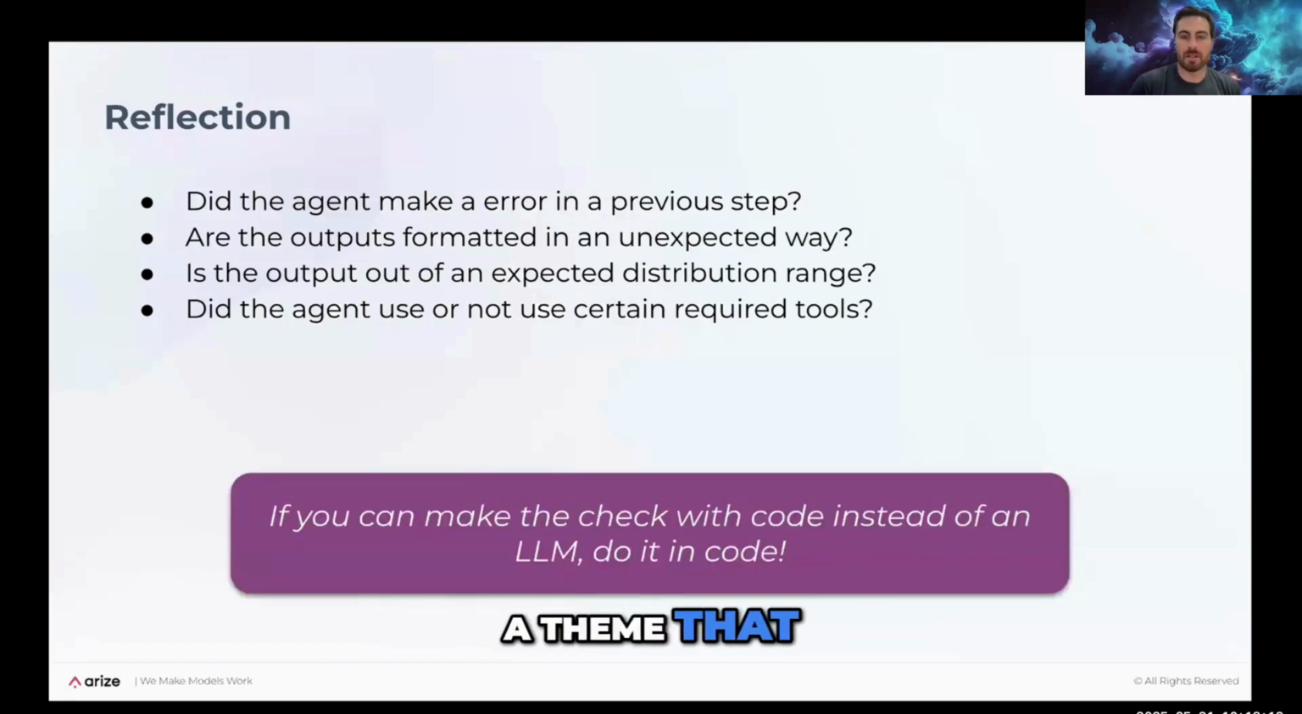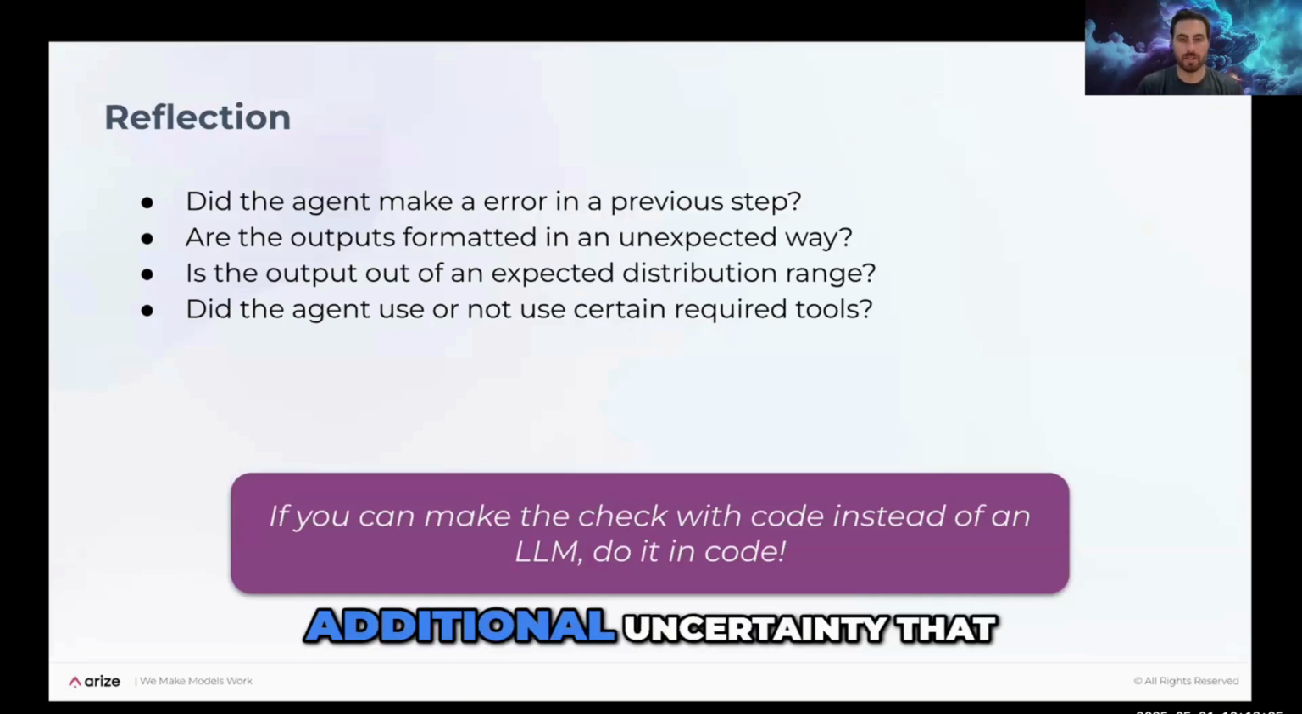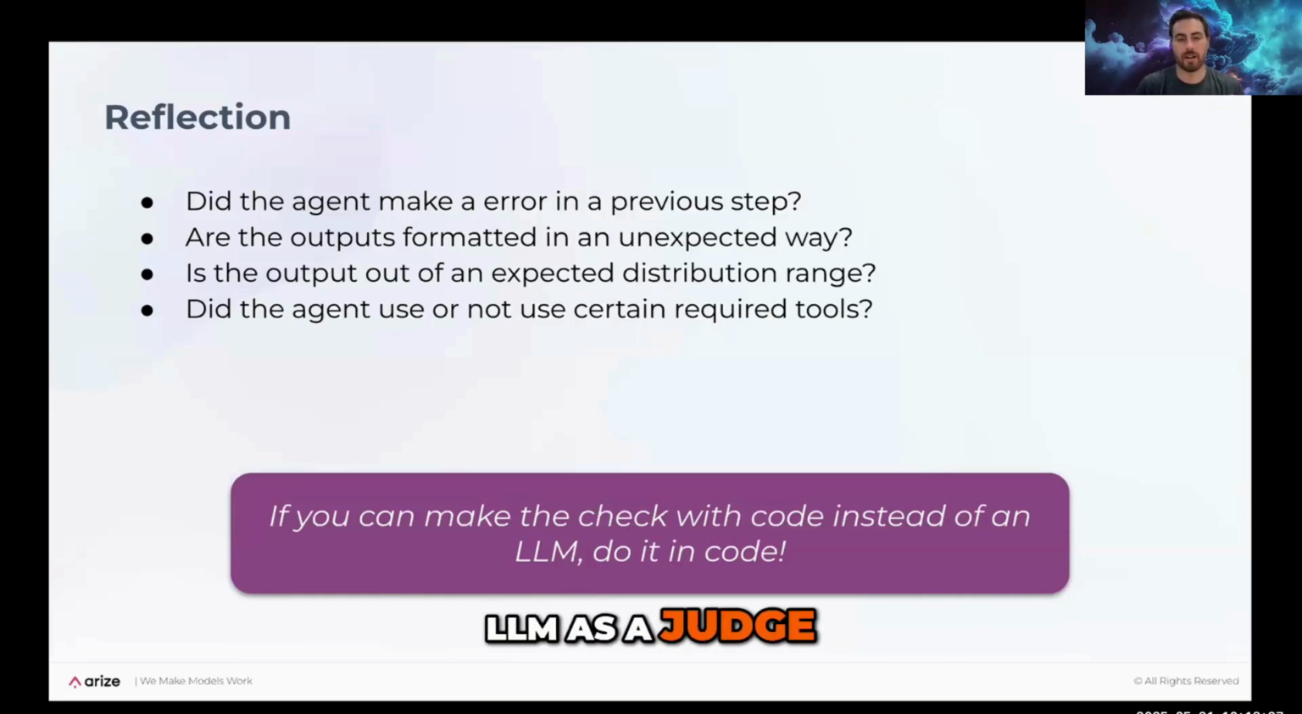And hopefully a theme that you'll see throughout this whole series is that if you can make the check with code instead of an LLM, then try to do it with code, because that will be deterministic. It will not have the additional uncertainty that comes with an LLM-as-a-judge check.